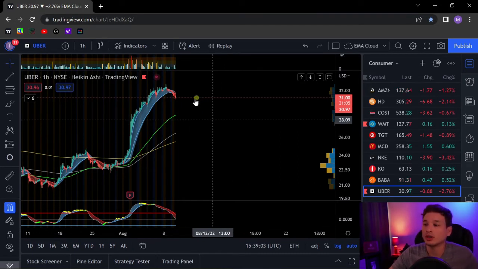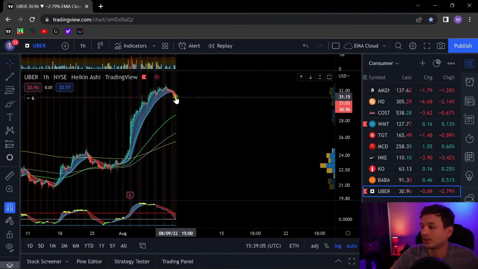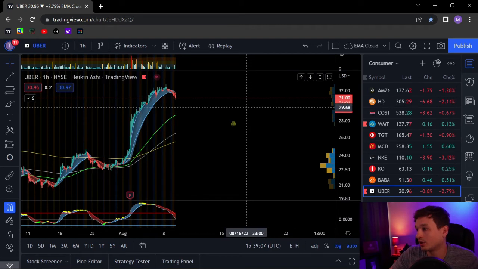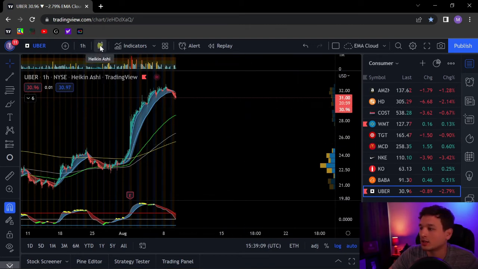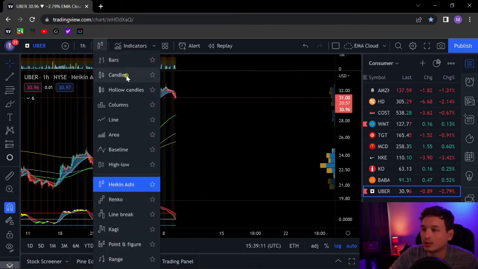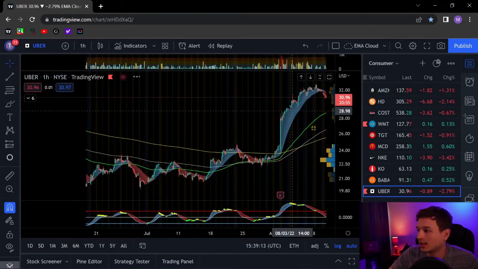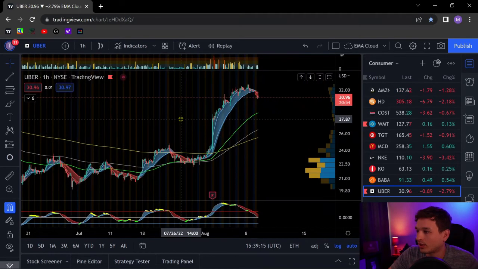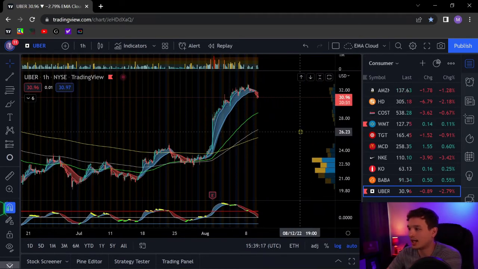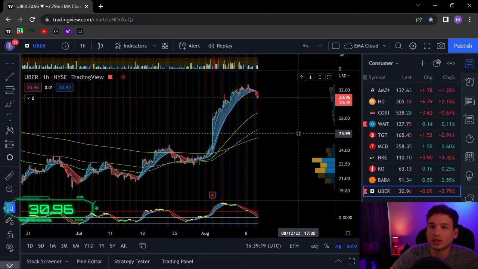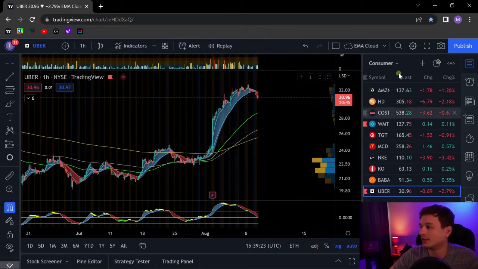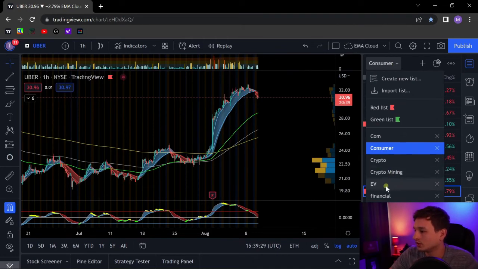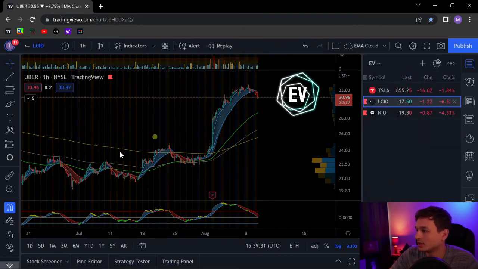So Uber, as of right now, at 31 flat in the Heikin Ashi candles, would be a good entry position for a short. On the actual price action, it's at 30.96. All right, so we're going to track Uber. We're going to keep an update on it in the videos, and let's just see how this hypothetical trade will do.